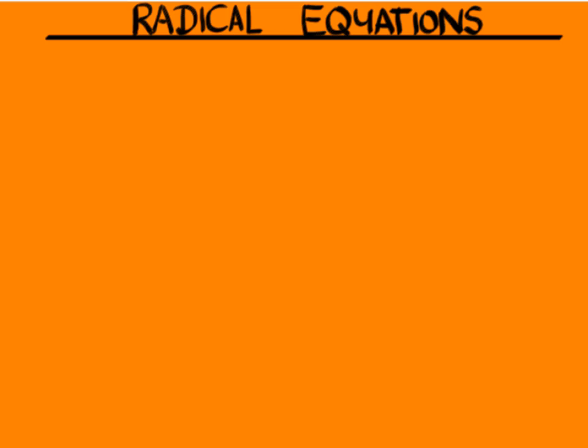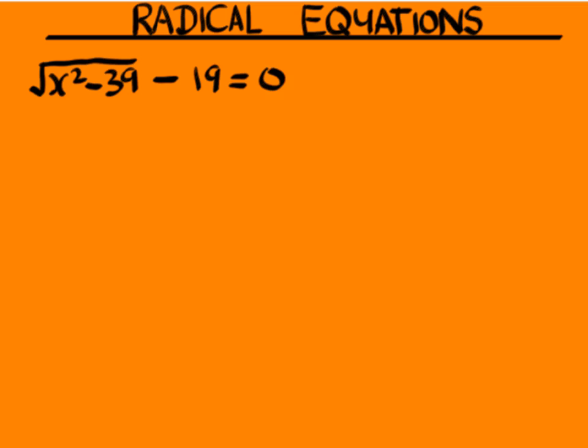Hello friends, in this video we're going to be studying radical equations. A radical equation would be an equation in the form root of x squared minus 39, minus 19 equal to 0. This would be a classic example of a radical equation. Now how do we solve questions in this form?